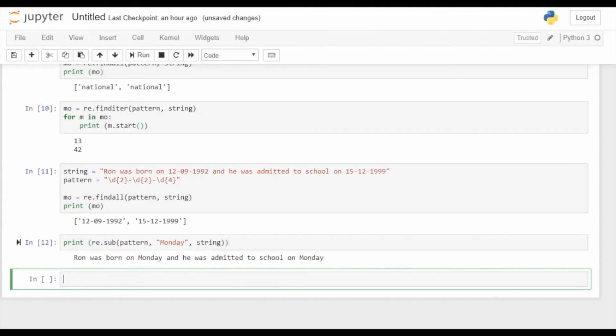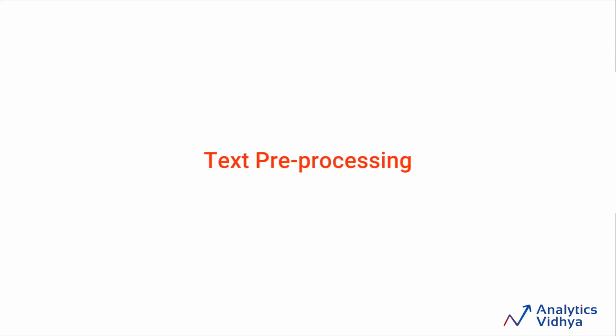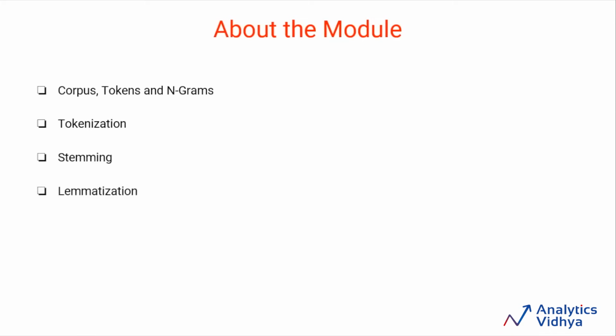So this was about regular expressions. Now I will talk about different techniques related to natural language processing. Let me talk about what we are going to cover in this module. First, we will learn about corpus, tokens and n-grams. Then we will discuss tokenization. After that, we will talk about normalization and its two types, stemming and lemmatization. We will then discuss a few properties related to text and words, that is, part of speech tags and dependency grammar.